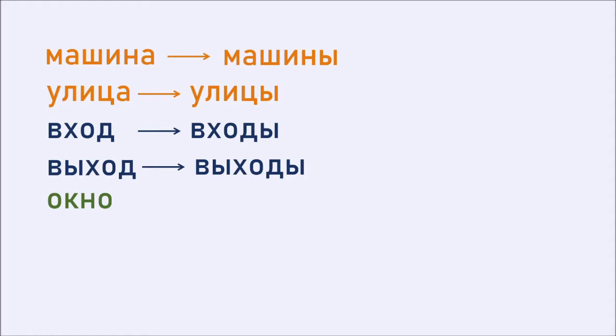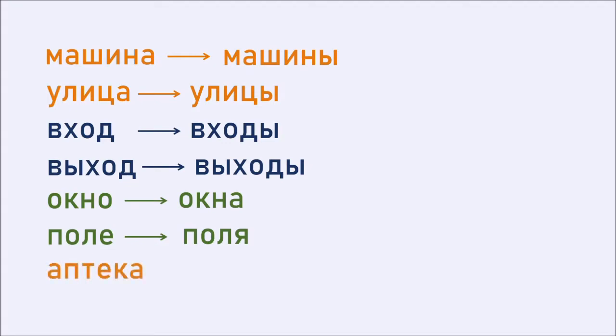Окно, this is a new word. This means a window. It's neuter, and the plural would be окна. Again, the stress changes. Поле, a field. Поля, fields. Аптека becomes аптеки. Okay, аптеки.